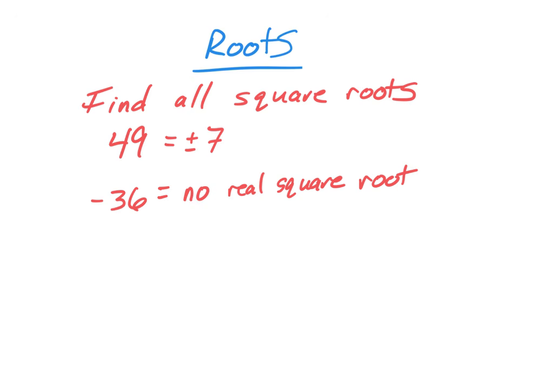You can never take the square root of a negative because there is no number that I can multiply by itself to get me back to a negative, right? I could take 6 times negative 6, but those are two different numbers. It has to be 6 times 6 or negative 6 times negative 6. It has to be the same number. There's no number that would get me to a negative 36 that's real, so there's no real square root.